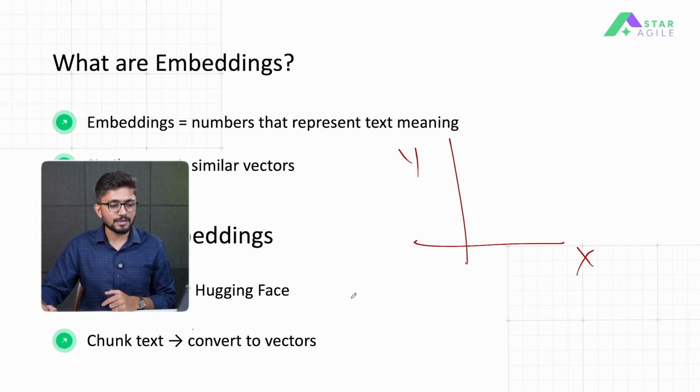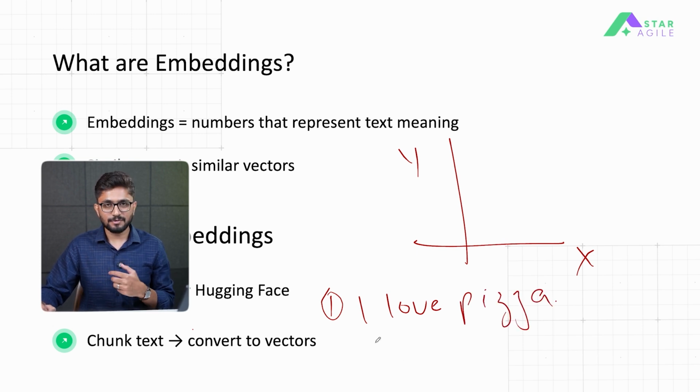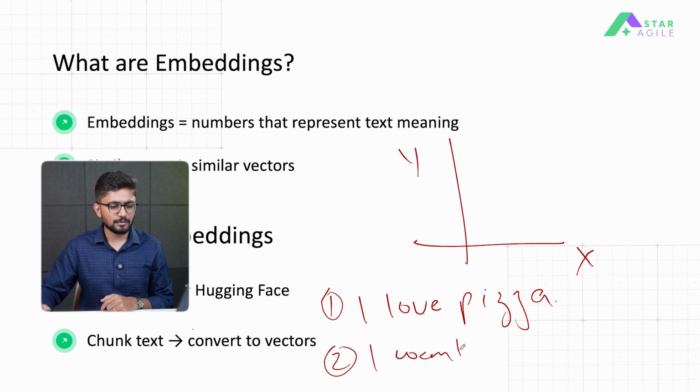So let's take a few sentences for example. So the first sentence is, let's say, I love pizza. Right? That is the first sentence. Let's say, and the second sentence is, I want to have a pizza.